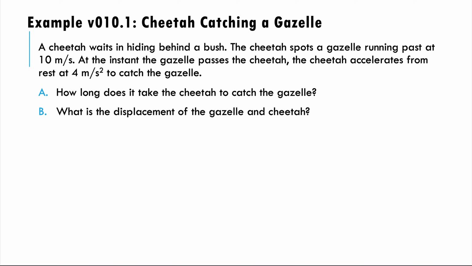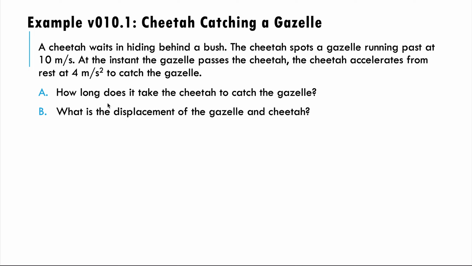We have a cheetah that is waiting and hiding behind a bush. The cheetah spots a gazelle running past at 10 meters per second. The instant the gazelle passes, the cheetah accelerates from rest at 4 meters per second squared to catch the gazelle. We're trying to find for the first part, how long does it take the cheetah to catch the gazelle?